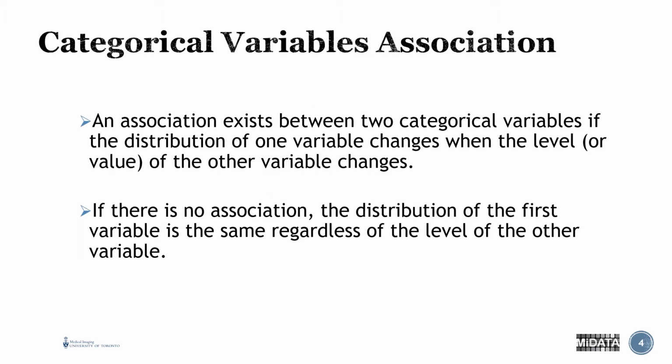So what do we mean by associations between categorical variables? An association between two categorical variables will exist if the distribution of one variable changes when the level or value of the other variable changes. Now, if there is no association, the distribution of the first variable is the same regardless of the level of the other variable.